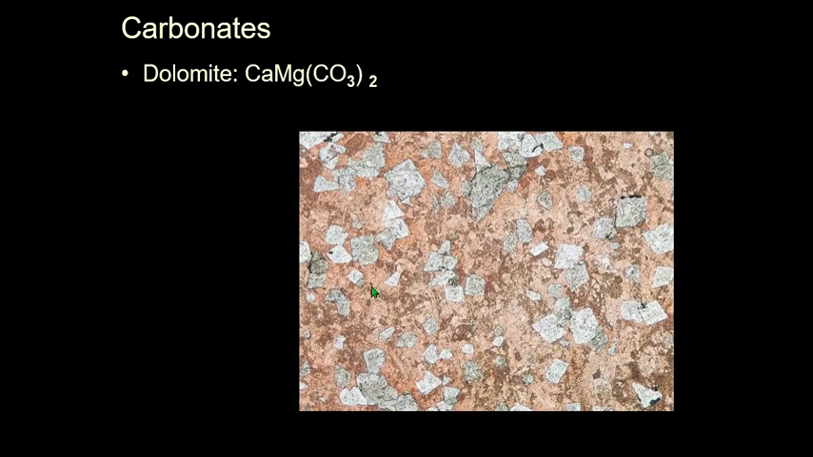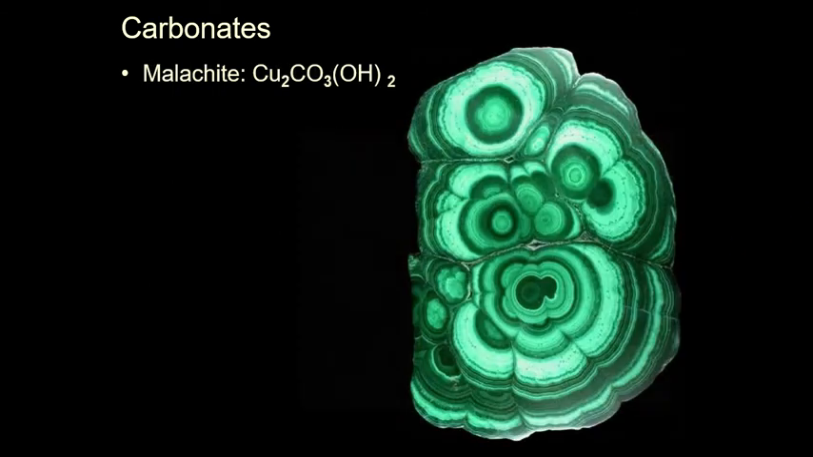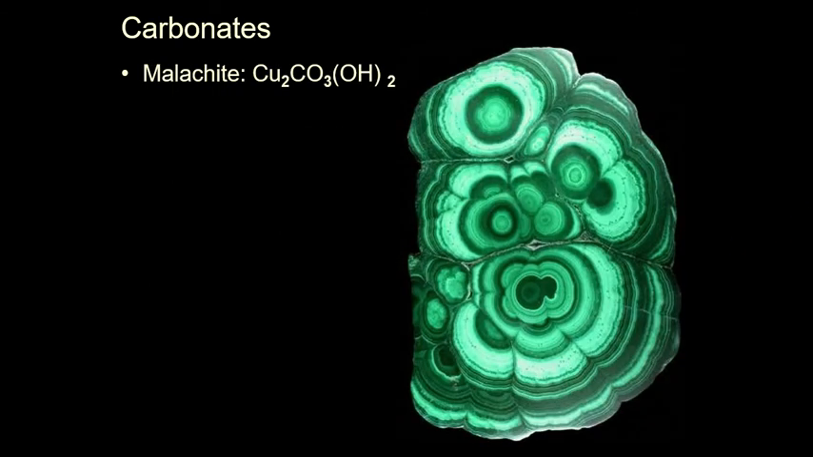Dolomite is from the replacement of calcite in the rock. You see the pink here, this is a thin section, is dyed because it's calcite, whereas this is dolomite, which has replaced it. Malachite is a carbonate.